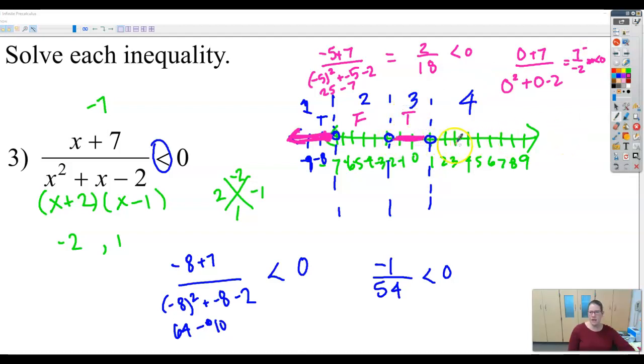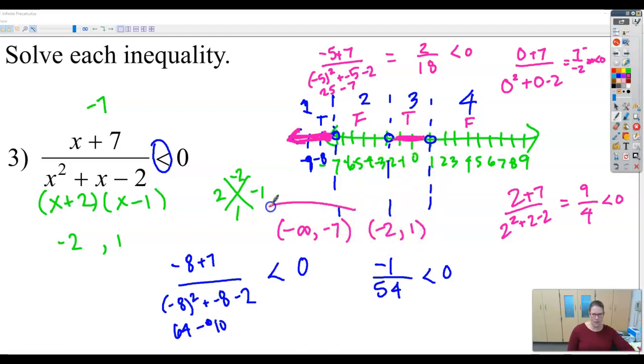And then for my last one, I would plug anything bigger than 1 in. I'm going to try 2. So 2 plus 7 over 2 squared plus 2 minus 2 is 9 over 4 plus 2 minus 2, which is 4. So that one is false because 9/4 is not less than 0. And that is usually the case. They usually alternate. So the solution interval would go from negative infinity to negative 7, and then again between negative 2 and 1.